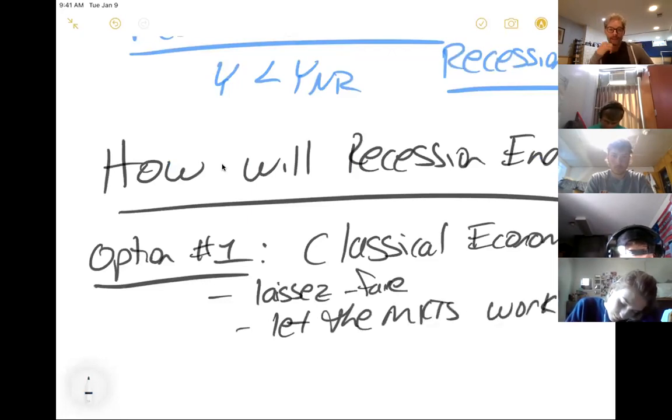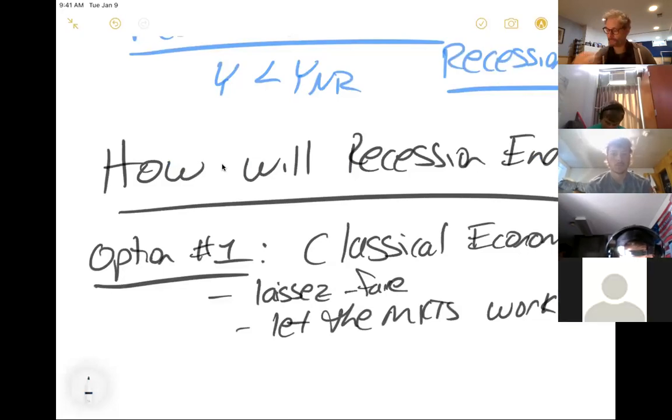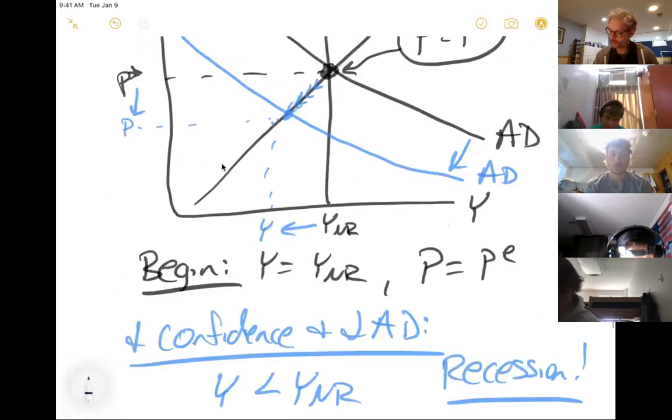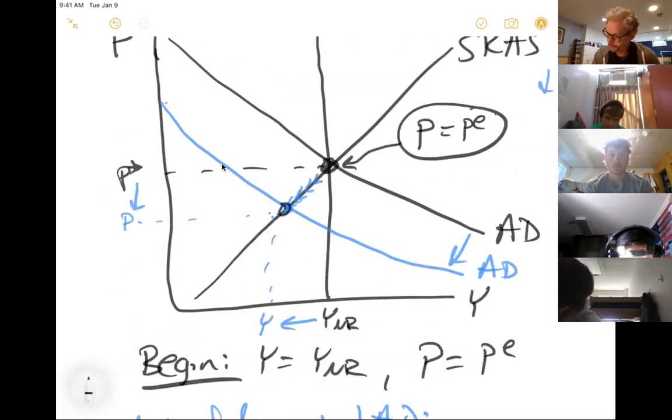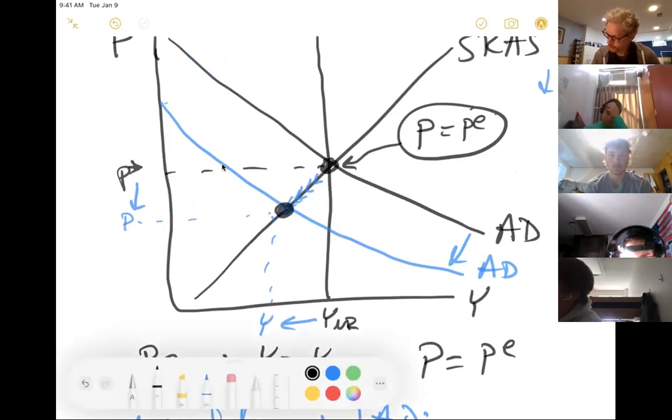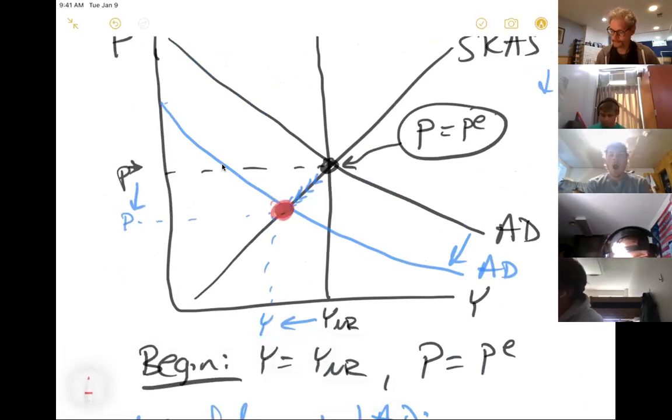One option is that you could just follow laissez-faire and let the markets work themselves out. You could let the market work itself out. So let's go back to this graph here. What's true when we're down here, when we're at this point?